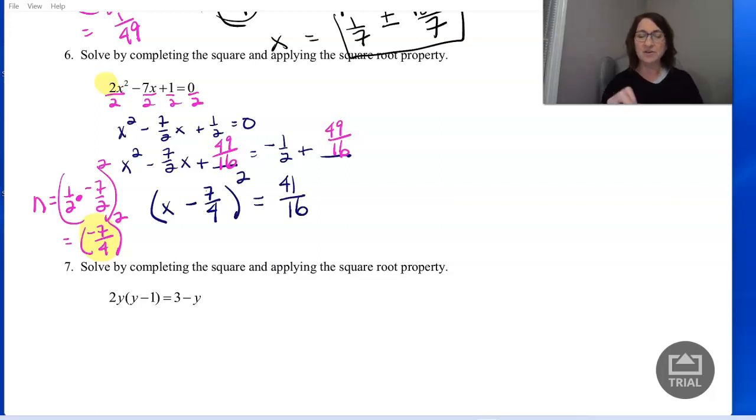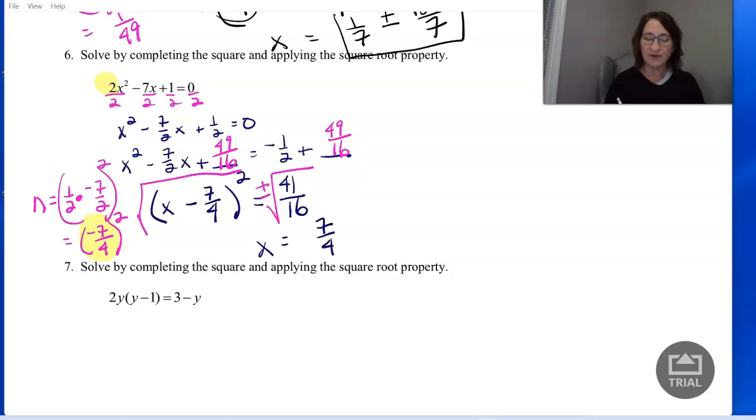All right, so now I can take the square root of both sides, looking for both my positive and negative roots. And so I get x equals 7/4 plus or minus the square root of 41 over 4, because the square root of 16 is 4. So I can simplify the denominator, but I cannot simplify the numerator. That's my answer. All right. Now let's look at number 7.